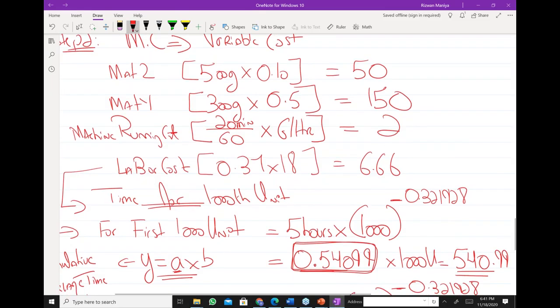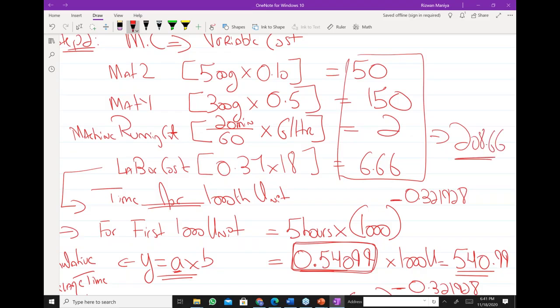And if you add all, you will get the marginal cost. Let's see what the marginal cost is. 50 plus 150 plus 2 plus 6.66, and that is 208.66. So step number 2 is performed. Getting the point, guys?